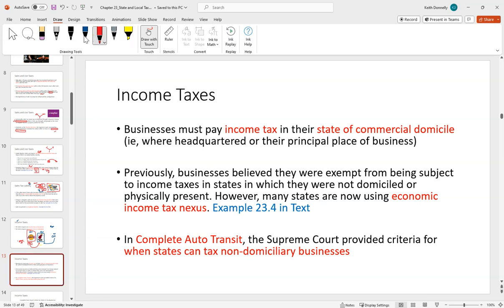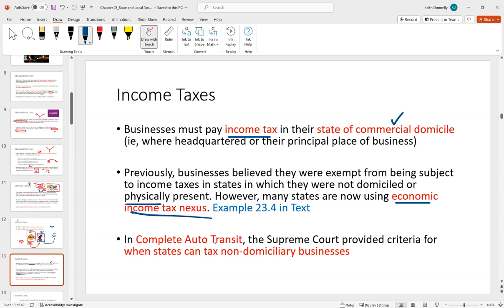So the idea here, if we flip a little bit, is that businesses have to pay income tax where they are commercially domiciled. That makes sense, right? Here's our principal place of business, where we're incorporated, we have income tax nexus there. And again, previously we thought there was just a physical presence standard, but now we're moving toward that economic income tax nexus standard. And both paths are still available, physical and economic.